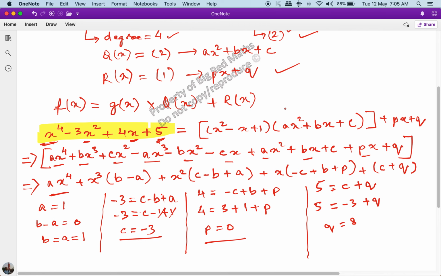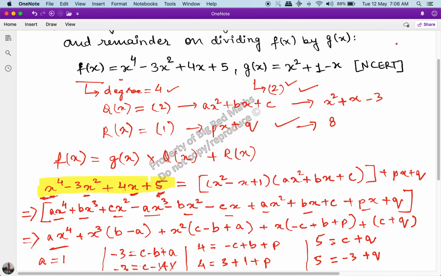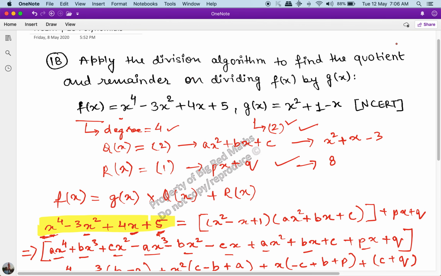So remember our quotient, which was x square plus bx plus c, what this becomes? This becomes x square plus x, because a and b are 1, minus 3. This is the quotient, and the remainder, which is px plus q. So p is 0 and q is 8. Okay, so the remainder is going to be 8, and this is the answer, my friends. If you divide this fx with this gx, you get this as the qx and this as the remainder.